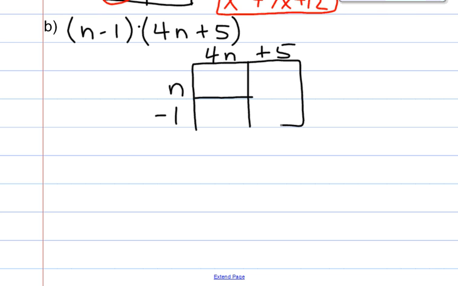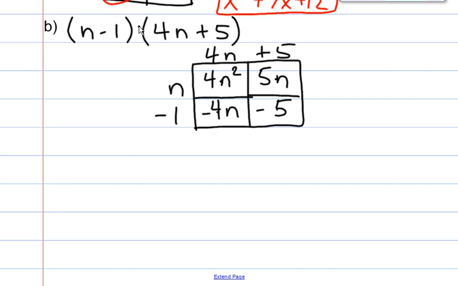So you're going to have a square because it's a binomial by a binomial. So it's going to be like a 2 by 2 square. All right. So now we're going to multiply. And so in this box, that's 4n times n. So that's 4n squared. In this box, 5 times n is 5n. In this box, negative 1 times 4n, which would be negative 4n. And in this box, positive 5 times negative 1 is negative 5.